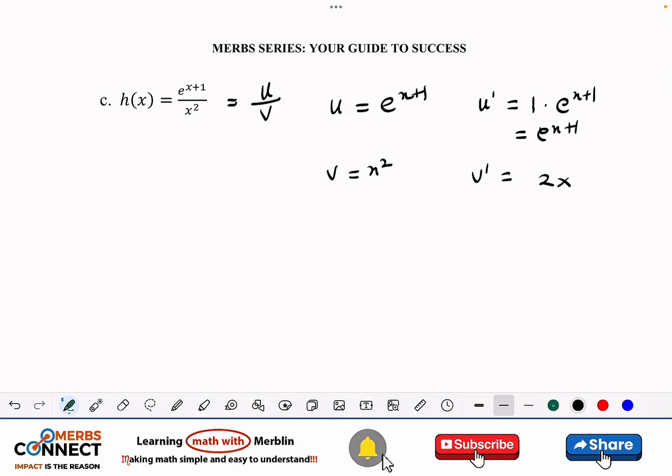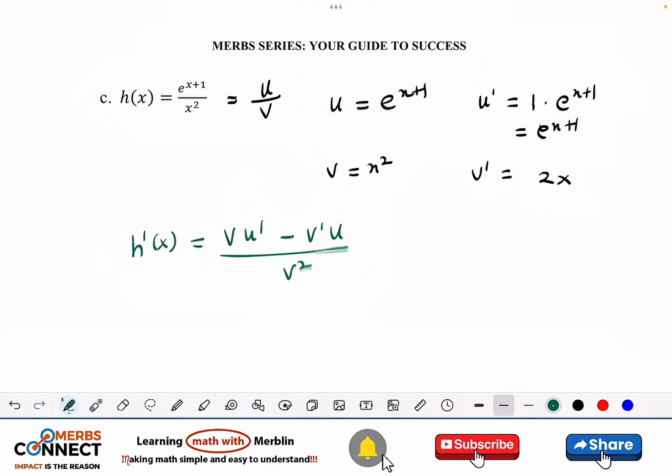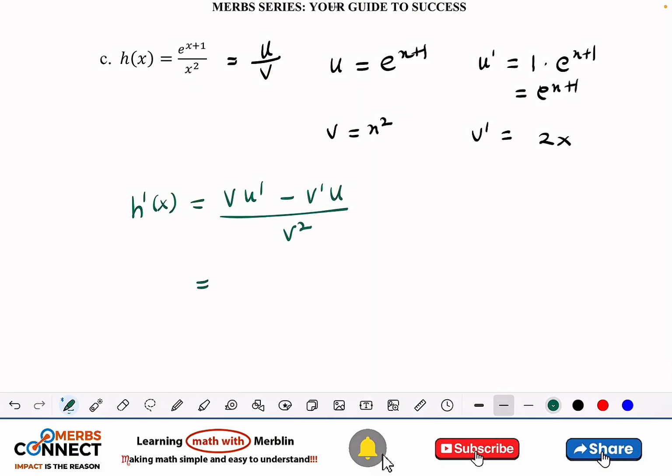Good. So now that we are done, what is the quotient rule? Quotient rule says that if I have this, then this is v u prime minus v prime u, divided by v squared. So let's just do substitution and we are done.